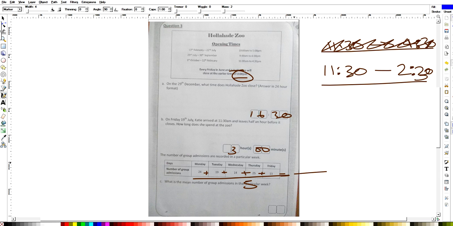So the total is 95. Good. 95 divided by 5. 95 divided by 5 is? 19. And that's the end of that question. Okay, put your hand up if you can manage to get the mean calculation right. Oh, yeah. Excellent, well done.